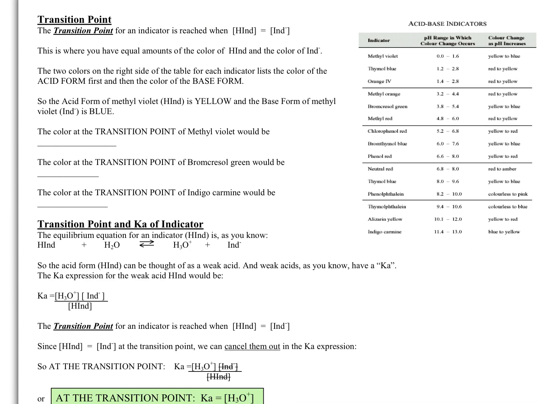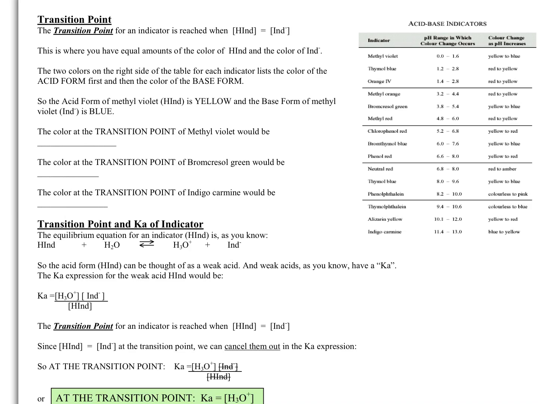So, the transition point. The transition point for an indicator is reached when my concentrations are equal. When I have equal concentrations, we see both colors at the same time, so what we really see is this middle color between the two. So the acid form of methyl violet is yellow. The base form is blue. They're always written in the acid versus the base forms.